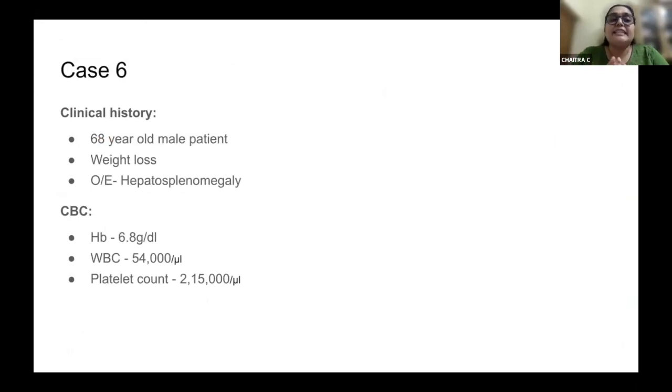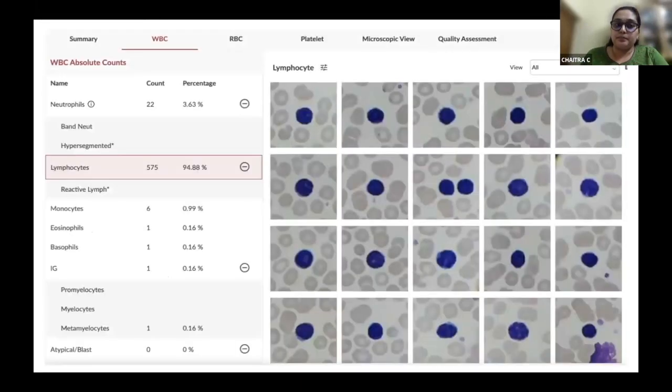So coming to case 6, we had a 68-year-old male patient with complaints of weight loss and hepatosplenomegaly. The CBC findings revealed hemoglobin of 6.8 gram per deciliter, WBC of 54,000, and platelet count was normal. In this, AI gave a differential count with lymphocytes at 94% with the visual evidence, and there were no blasts.